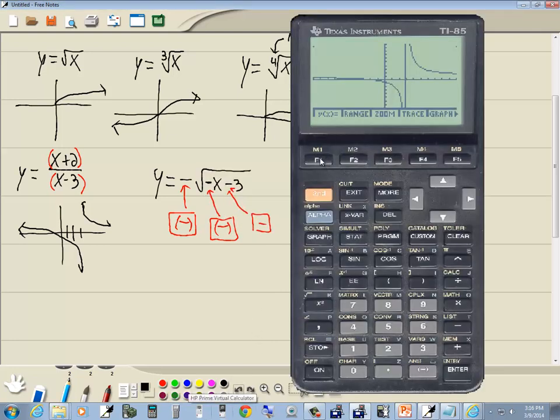So I'm going to go to my y equals, press F1, press clear to clear that out. Put in my negative, then I want square root, so I do second x squared. I'll put a beginning parentheses. You should always put a beginning parentheses on the square root. And then we have a negative x minus 3, and then closing parentheses. Now we want to graph, so I'll do an exit, and then I'll choose F5 because it's the button right below that. And that would be our answer.